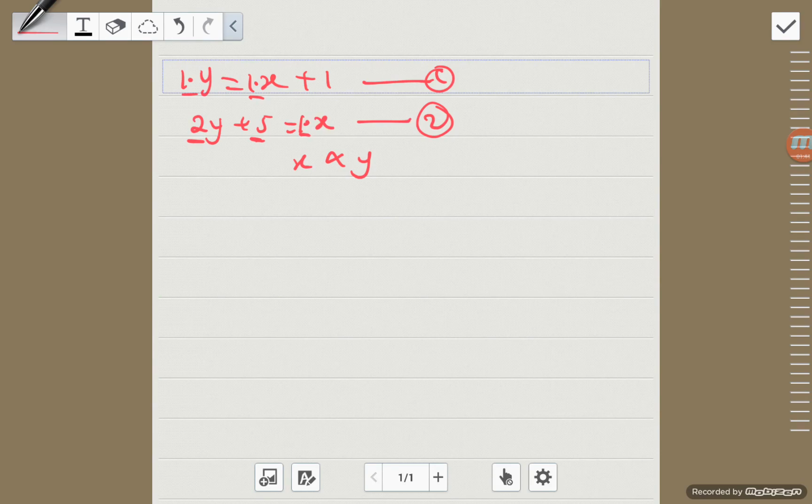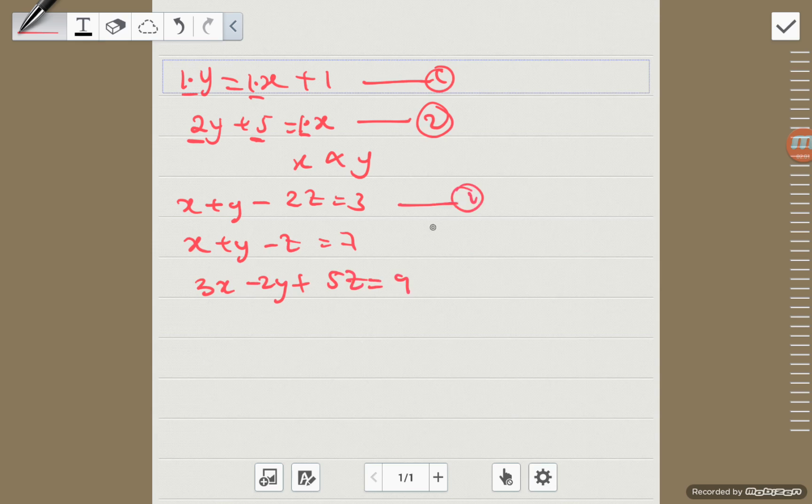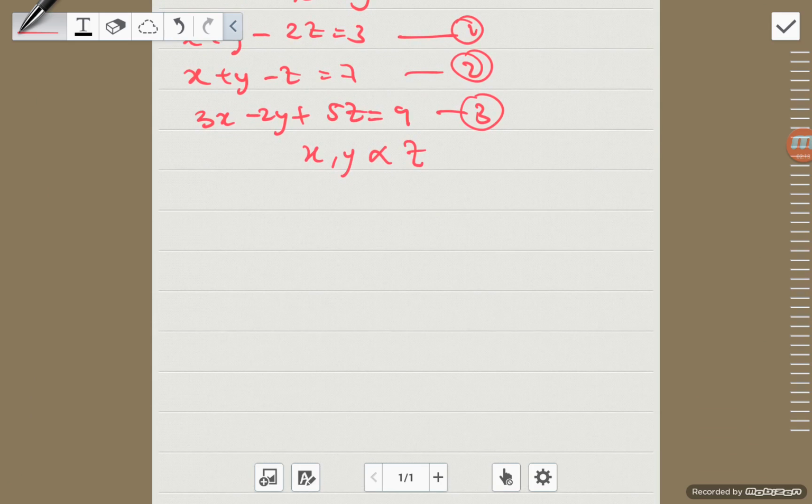Now, if I have another set of equations, x plus y minus 2z equals 3, x plus y minus z equals 7, and 3x minus 2y plus 5z equals 9. Because I have three equations with three unknowns, x, y, and z, this is a system of three equations with three unknowns.